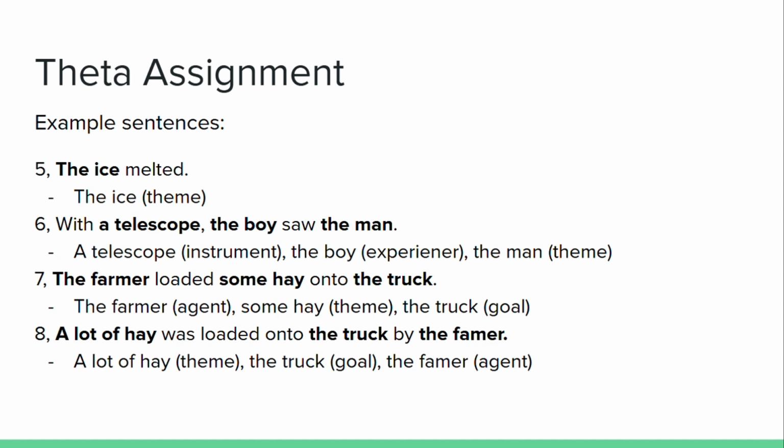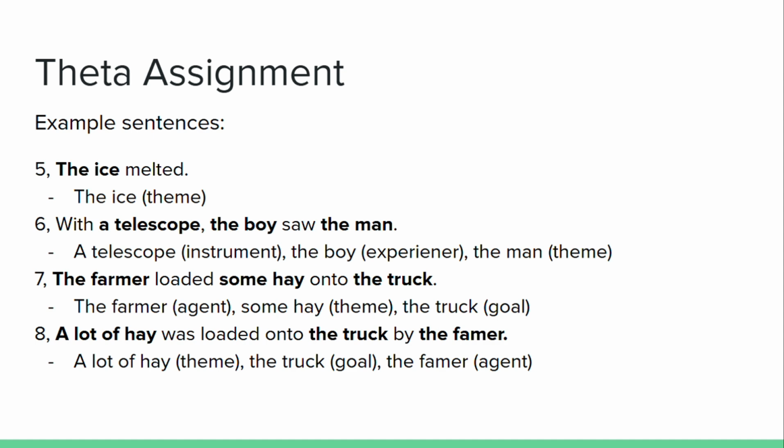The farmer loaded some hay onto the truck. Here, the farmer, a noun phrase, is assigned the theta role of agent. Some hay, as a noun phrase, is assigned the theta role of theme. And the truck, a noun phrase, is assigned the theta role of goal. Let's look at the eighth sentence.